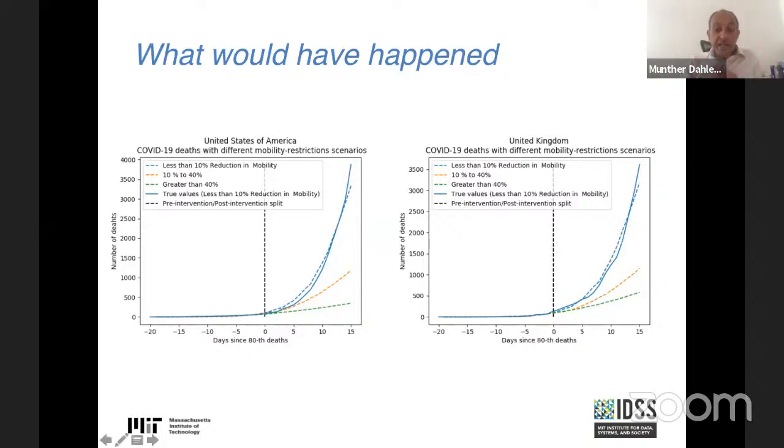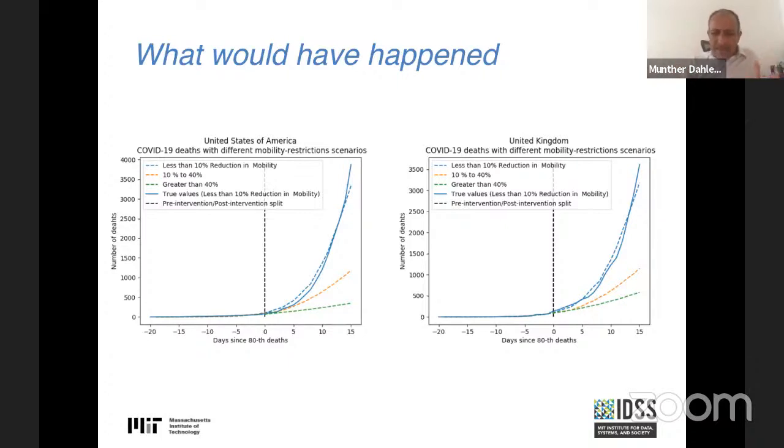Because what you did is, in the United States, well, we did nothing. We did nothing, right? And this is the number of deaths that we have. This is a curve of the number of deaths. But here is our prediction of what would have happened if you reduced the mobility by 10 to 40%, you would have got the orange curve. If you reduced it by more than 40%, you would have got the green curve. Okay?